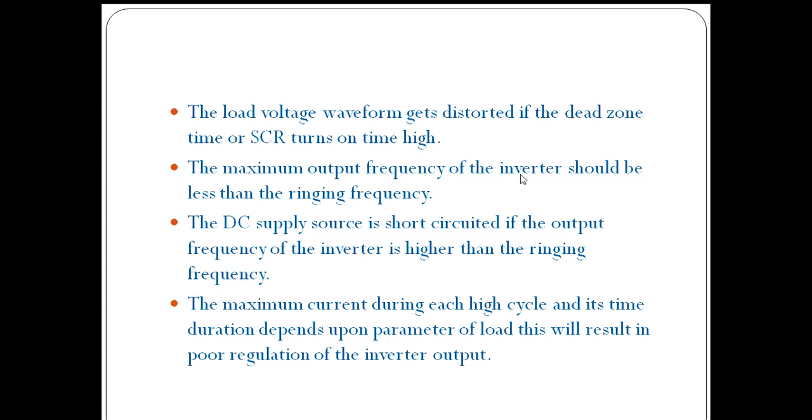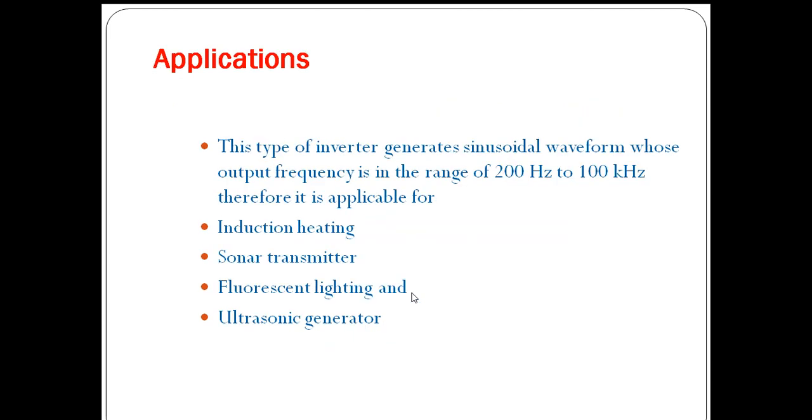The maximum output frequency of the inverter should be less than the ringing frequency. The DC supply source is short circuited if the output frequency of the inverter is higher than the ringing frequency. The maximum current during each half cycle and its time duration depend upon the parameters of the load. This will result in poor regulation of the inverter output.